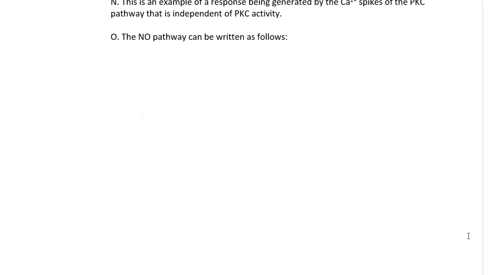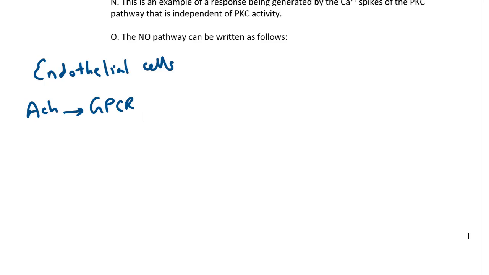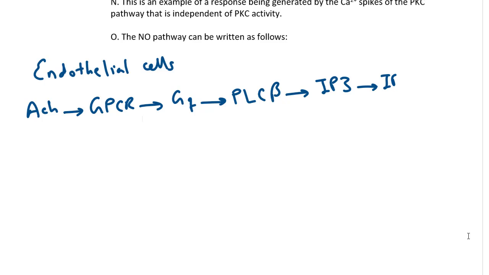So we'll start out with the endothelial cells. And everything that's happening in the endothelial cells, we'll write it in blue. So we have acetylcholine activating the G-protein coupled receptor, which then goes on to activate GQ, which then goes on to activate PLC-beta, which then goes on to activate IP3. We're not worried about DAG in this pathway. It will be produced, but it's not important for us. This will go on to activate IP3 receptors.